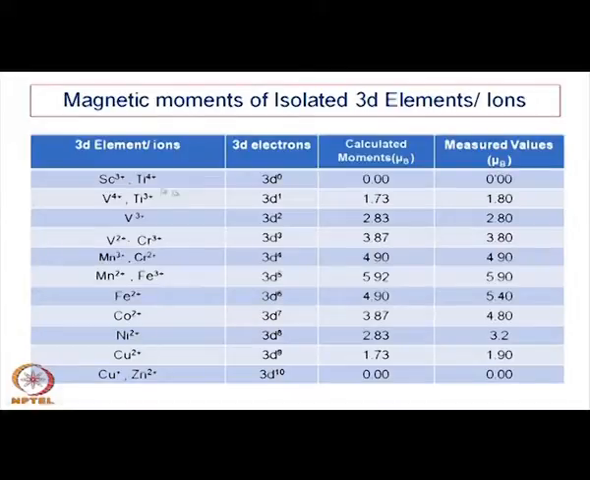Scandium 3+ has a 3d0 configuration, so there is no magnetic moment. Orbital magnetic moment, as I mentioned, is not playing any role in this. It is only the spin magnetic moment which is important. So, it is the number of electrons in the d shell which is of our concern.